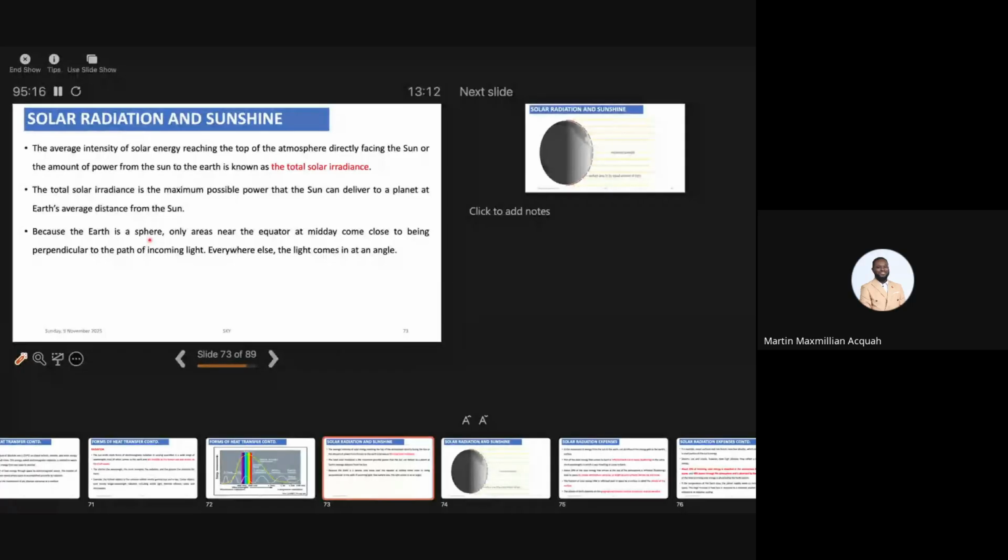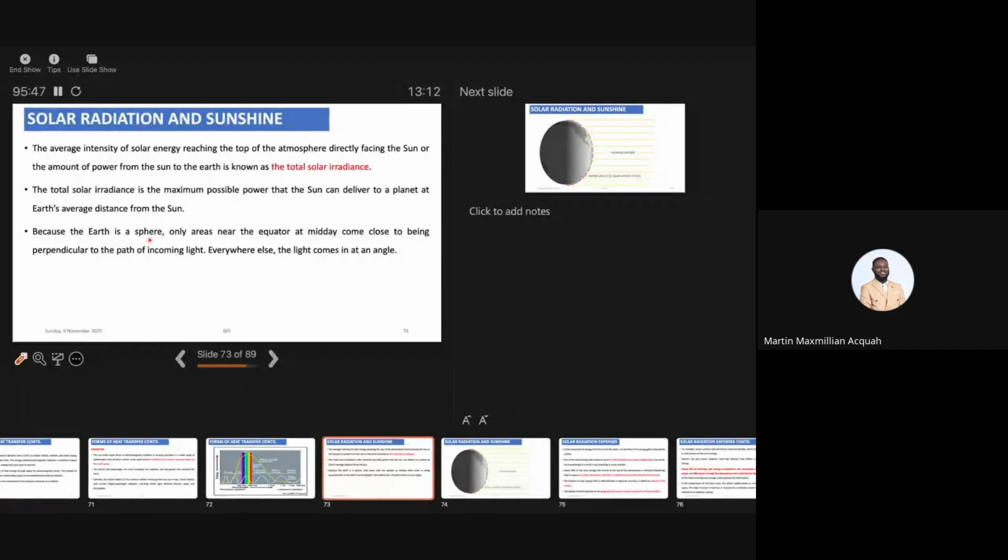So, solar radiation and sunshine. The average intensity of solar energy reaching the top of the atmosphere directly facing the sun, or the amount of power from the sun to the earth, is known as the total solar irradiance. So the total solar irradiance is the maximum possible power that the sun can deliver to the planet at Earth's average distance from the sun.